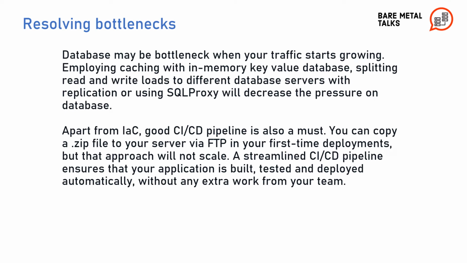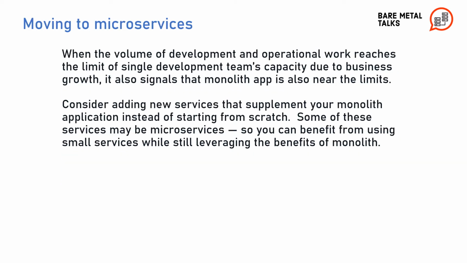Apart from infrastructure as code, a good CI/CD pipeline is also a must. You can copy a zip file to your server via FTP in your first deployments, but that approach will never scale. A streamlined CI/CD pipeline ensures that your application is built, tested, and deployed automatically, without any extra work from your team. When the volume of development and operational work reaches the limit of a single development team's capacity due to business growth, it also signals that the monolith app is near its limits.